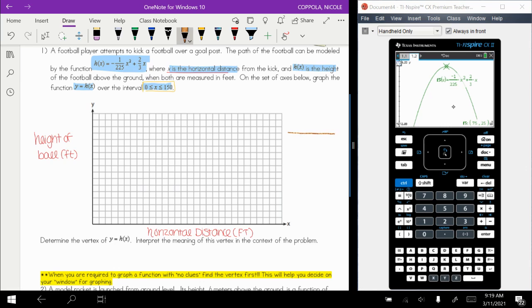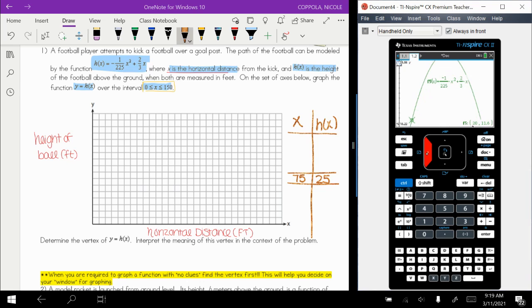It's one of my most important pieces to my puzzle here. So I'll do x, h of x, and right in the middle of my table, I'm going to put my vertex, which is the point (75, 25). Beautiful. So now I need to get some other points here that are worth graphing. And what's nice is with the trace feature, notice how it's spitting out some nice values here. I'm going to grab my x-intercept, which is at (0, 0), and I'll just find some nice points.